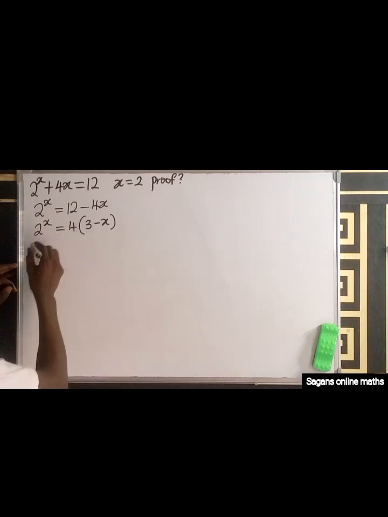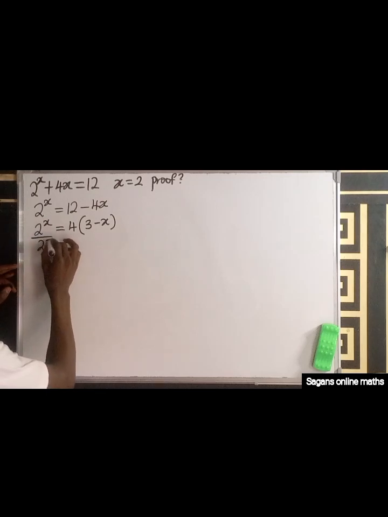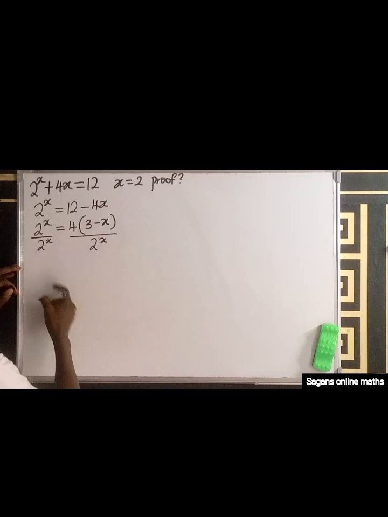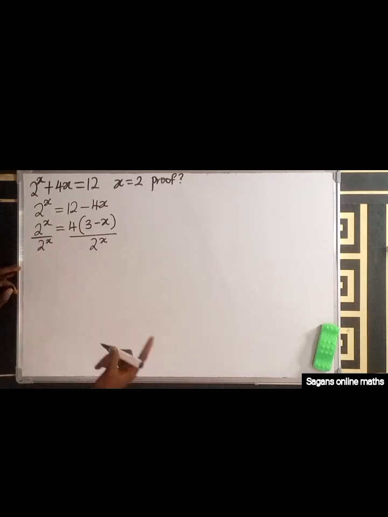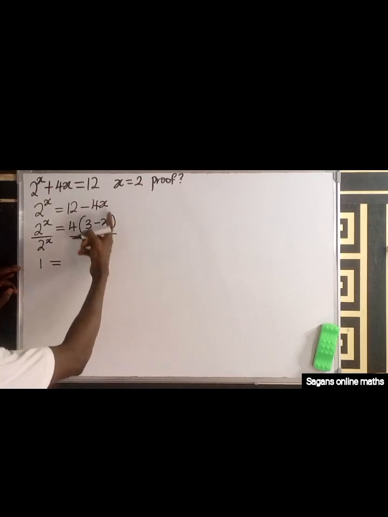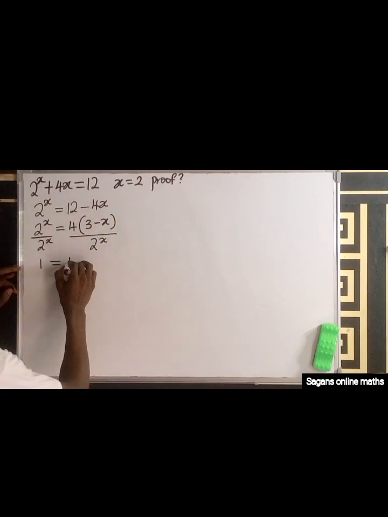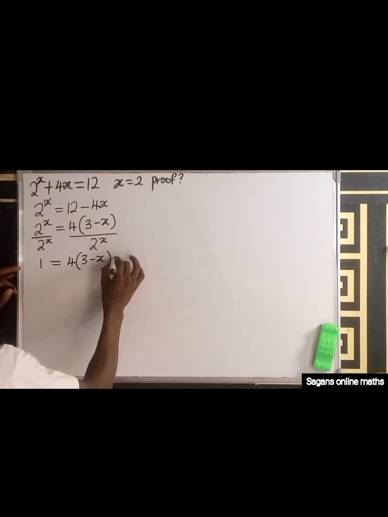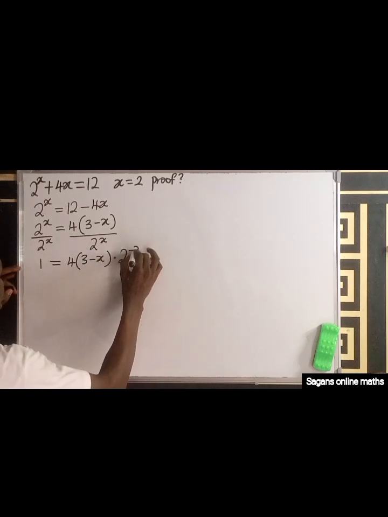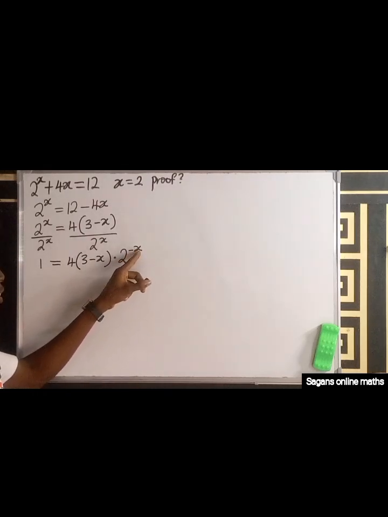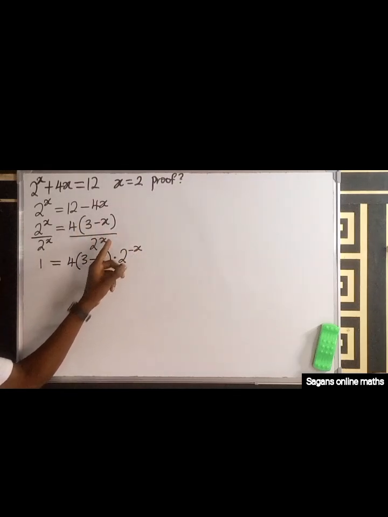Now our third step, we're going to divide both sides by 2 raised to the power of x. If we divide here by 2 raised to the power of x, and divide the whole of this by 2 raised to the power of x, 2 to the power of x divided by 2 to the power of x is 1, by the properties of indices. So this is 1 equals what? Now we can write the whole of this as 4 multiplied by 3 minus x, multiplied by 2 raised to the power of minus x. If we really obey the properties of indices, we know that 2 raised to the power of minus x is the same thing as 1 divided by 2 raised to the power of x, okay?